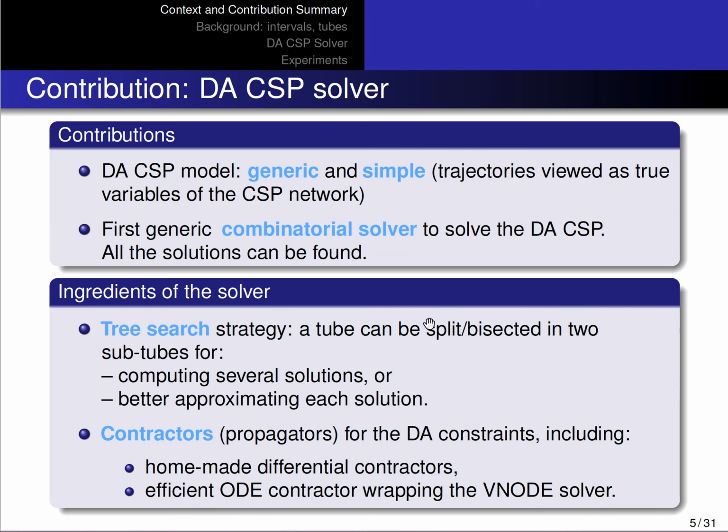An original feature of this solver is a tree-search strategy, where choice points can be performed by splitting a tube in two subtubes. And this allows the DA-CSP solver to compute several solutions, or to better approximate each solution. And the other ingredients are dynamic contractors. A contractor is a filtering procedure close to a propagator for finite domain CSP. And we propose homemade differential contractors and an efficient ODE contractor that wraps the state-of-the-art VNODE solver.